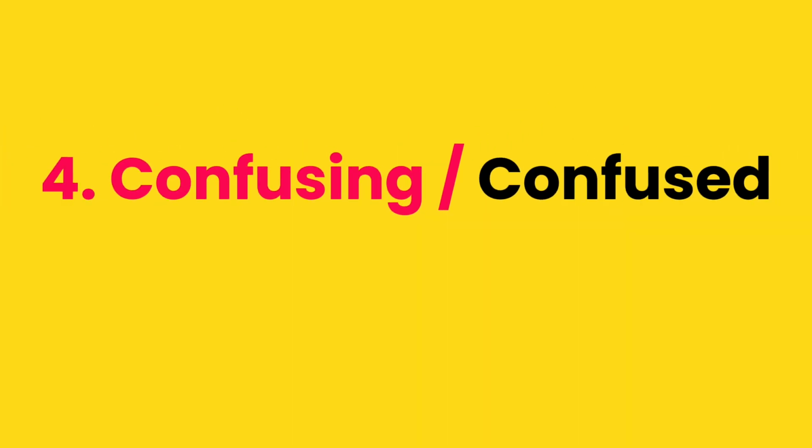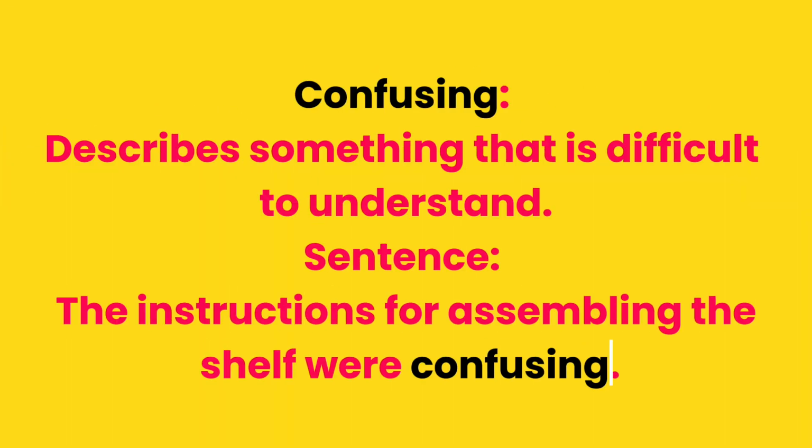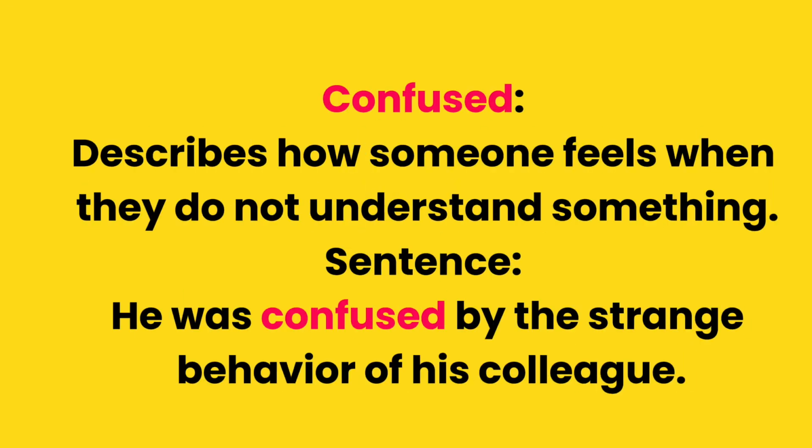4. Confusing, confused. Confusing describes something that is difficult to understand. Sentence: the instructions for assembling the shelf were confusing. Confused describes how someone feels when they do not understand something. Sentence: he was confused by the strange behavior of his colleague.